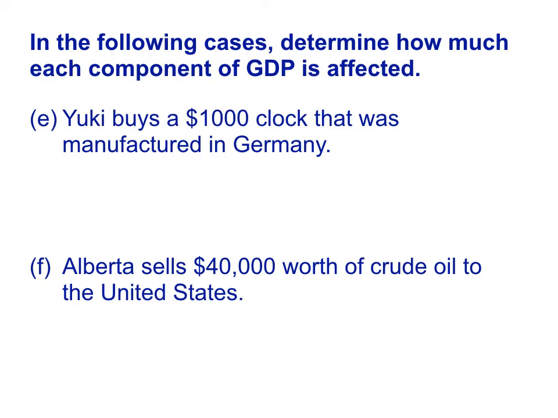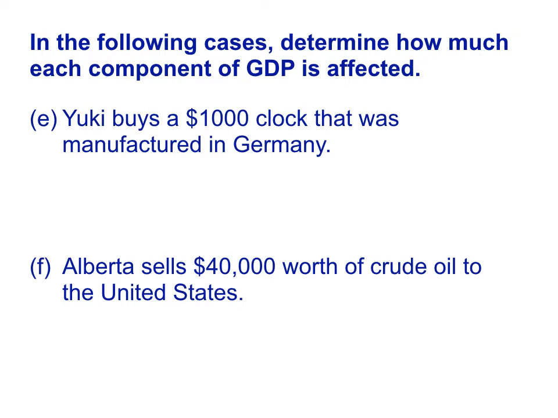Yuki, we'll assume, is a Canadian citizen, buys a $1,000 clock that was manufactured in Germany. In this case, again, we have two components to think about. So for Canada, which is what these questions are based on, the Canadian GDP has not changed because this clock was produced in Germany. So Germany has had an increase in their GDP of $1,000. However, in Canada, the GDP change is $0, right?